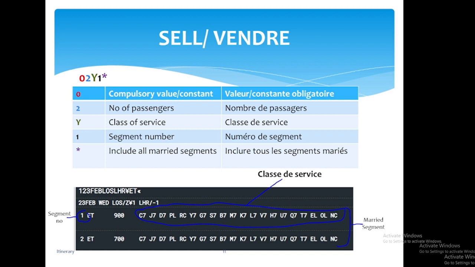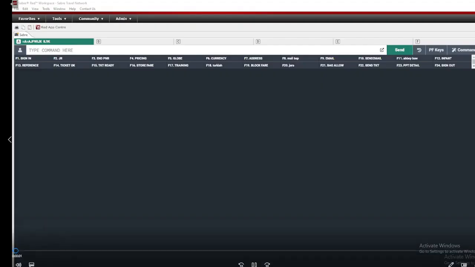2 because it is a marriage segment. So if here I have segment 1, 2, 3, 4, where 3 and 4 are marriage segments, and I want to sell for 1 person on Tango class, it will be 0 1 Tango 3 asterisk. Alright, so that is that for that. Okay, here is the practical aspect.